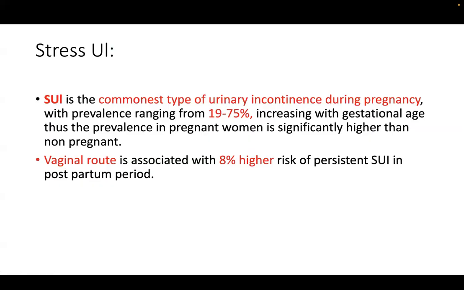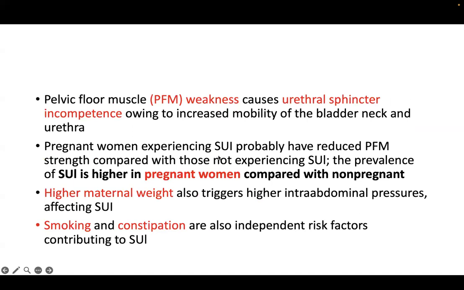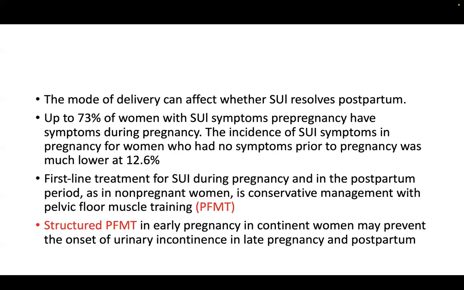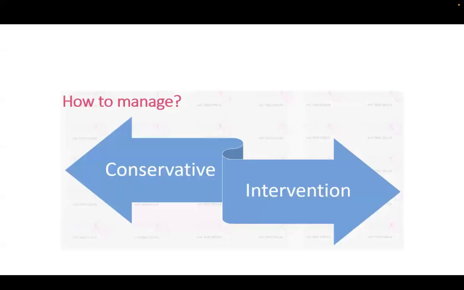Pregnancy is itself a risk factor for incontinence, and vaginal delivery is associated with an 8% higher risk of SUI. What is the cause? That is pelvic floor muscle weakness and urethral sphincter defect or incompetence. Other than these, high maternal weight, smoking, and constipation are also risk factors. So what is the first line management in pregnancy? The same thing, supervised or structured pelvic floor muscle exercise.